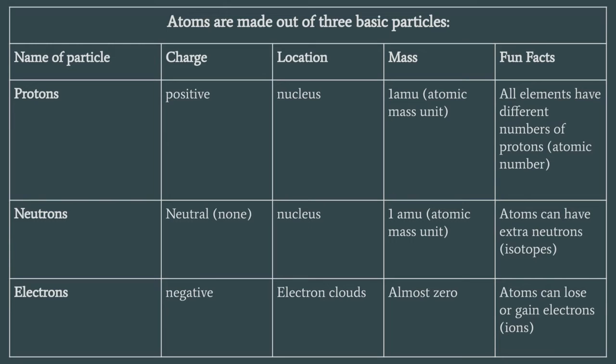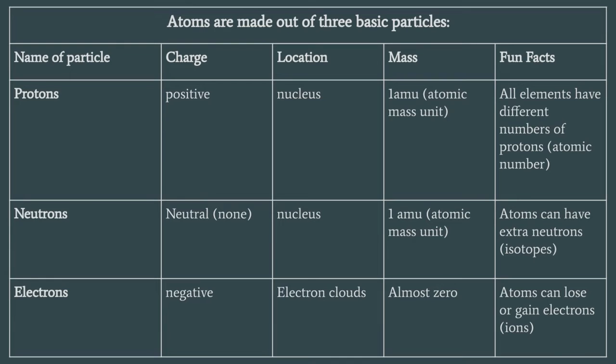A proton has a positive charge. Think of it as +1. A neutron is neutral, or it has no charge. Its charge is 0. And an electron is negative. It's -1. The protons and neutrons are located in the nucleus, and the electrons are orbiting the nucleus in the electron clouds.